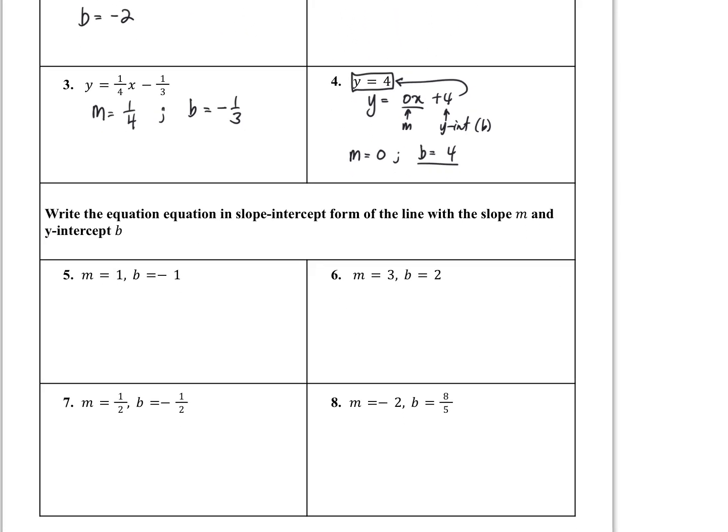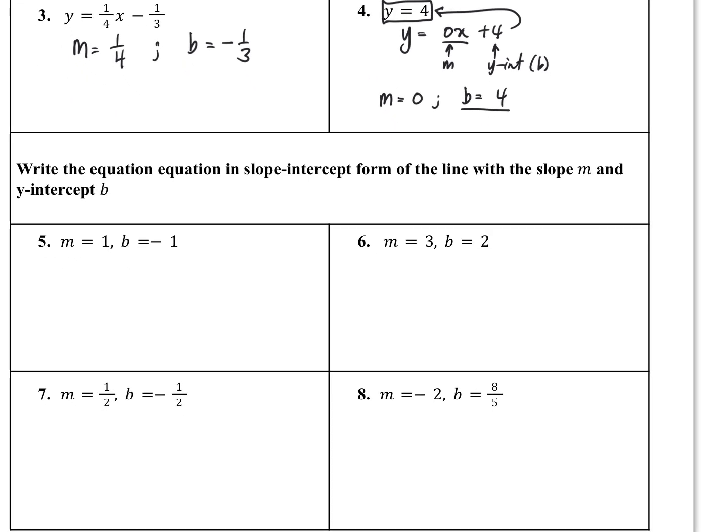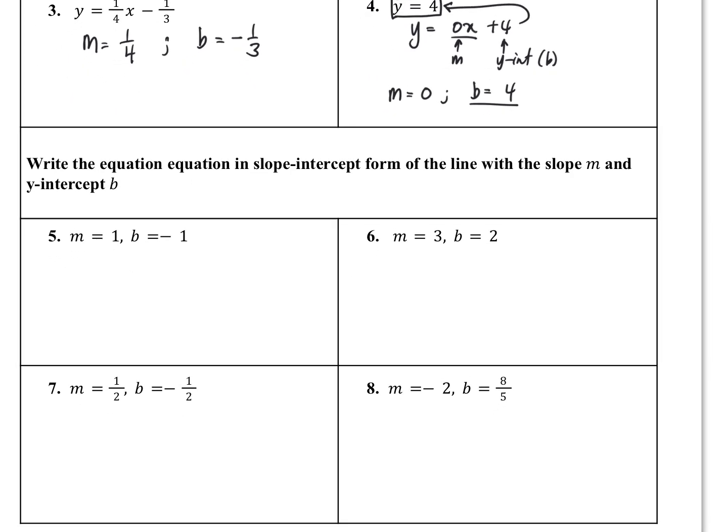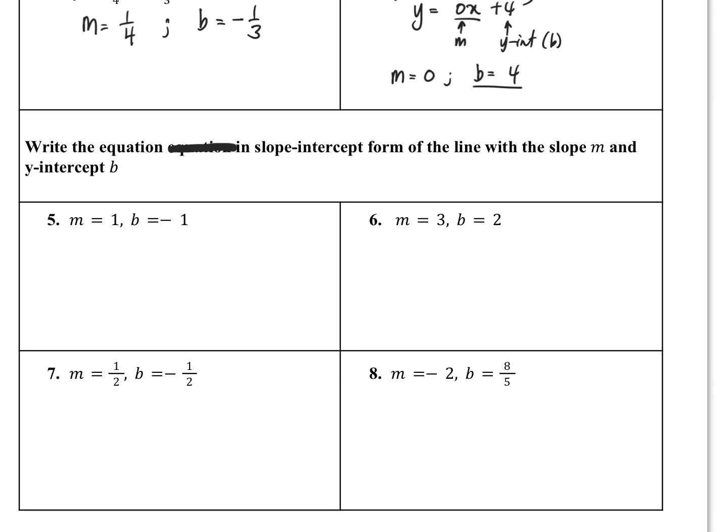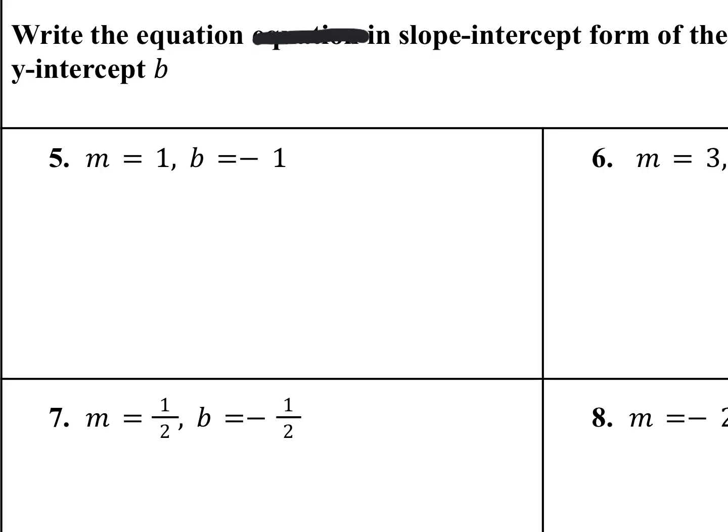Okay, let's continue. Here we are asked to write the equation. Okay, there's no two equations in there. Let's delete that. Write the equation in slope-intercept form of the line with the slope m and y-intercept b. Okay, so let's write the first one. The first one in number 5, we have a slope of 5. That's going to give you y is equal to mx plus b. So in this case, we have y is equal to our slope is 1x, and then our b is minus 1.